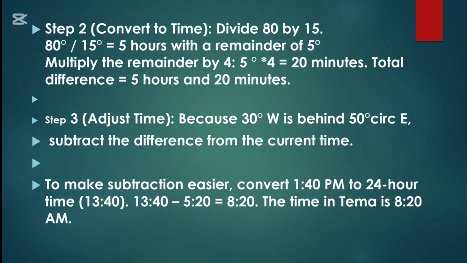Hope it's clear. So we multiply this 5 degrees by 4 to get our minutes. So you get 20 minutes. So in total, the difference is 5 hours and 20 minutes. And we come to the final part, adjusting the time.